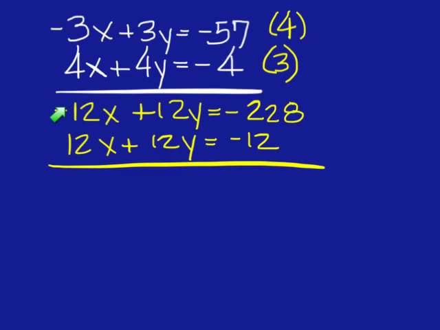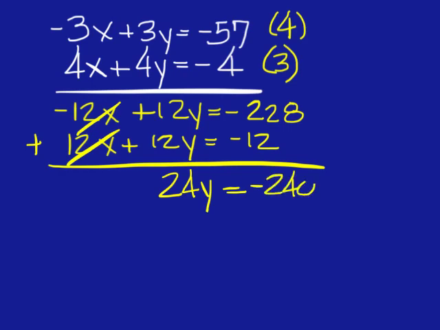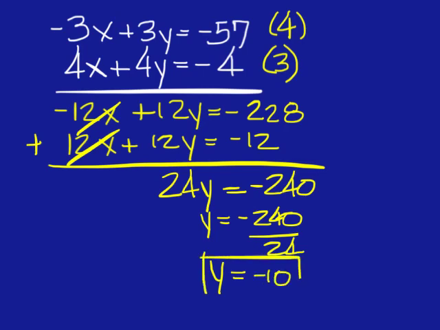You have opposite signs here. That means you're going to have to add. When you do that, these cancel out. And then you get 24y. And over here on the end, you're going to end up with negative 240. So divide negative 240 by 24 to get negative 10.